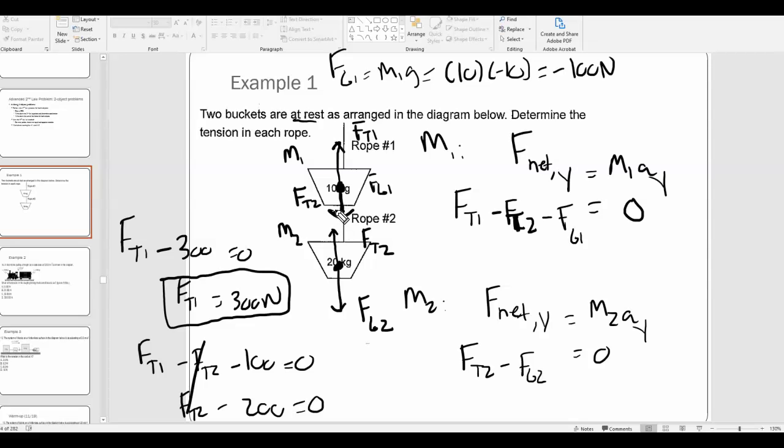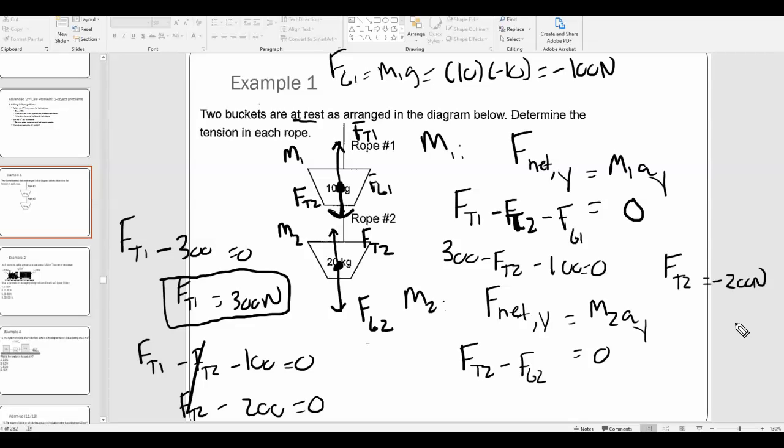But the tension in the bottom rope is where you really need to have applied the second law correctly. Because now that I have Ft1, I have to have the second law equation to solve for Ft2, the tension in rope number 2. So now that I have Ft1, I can substitute back into this first equation, and I get 300 minus Ft2 minus Fg1, which is 100, equals 0. And so you find Ft2 in this case is negative 200 newtons, and this negative sign only indicates direction.